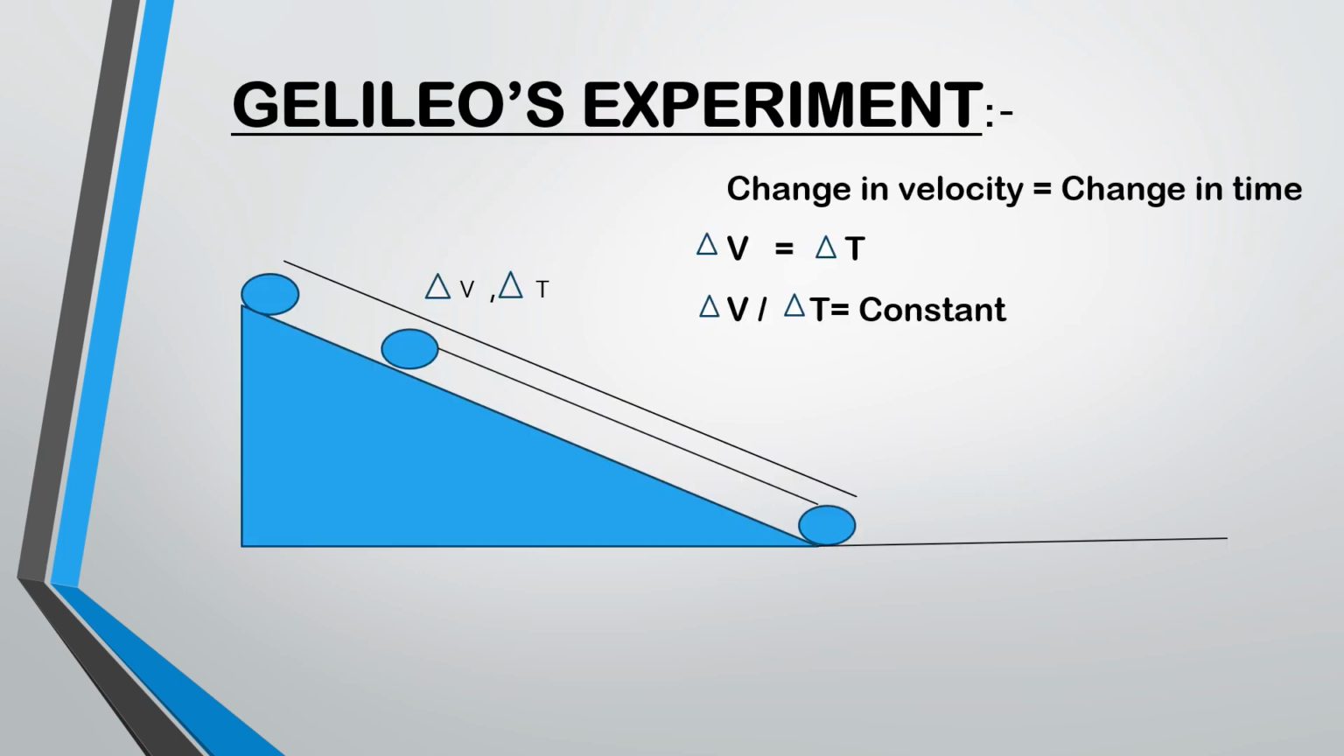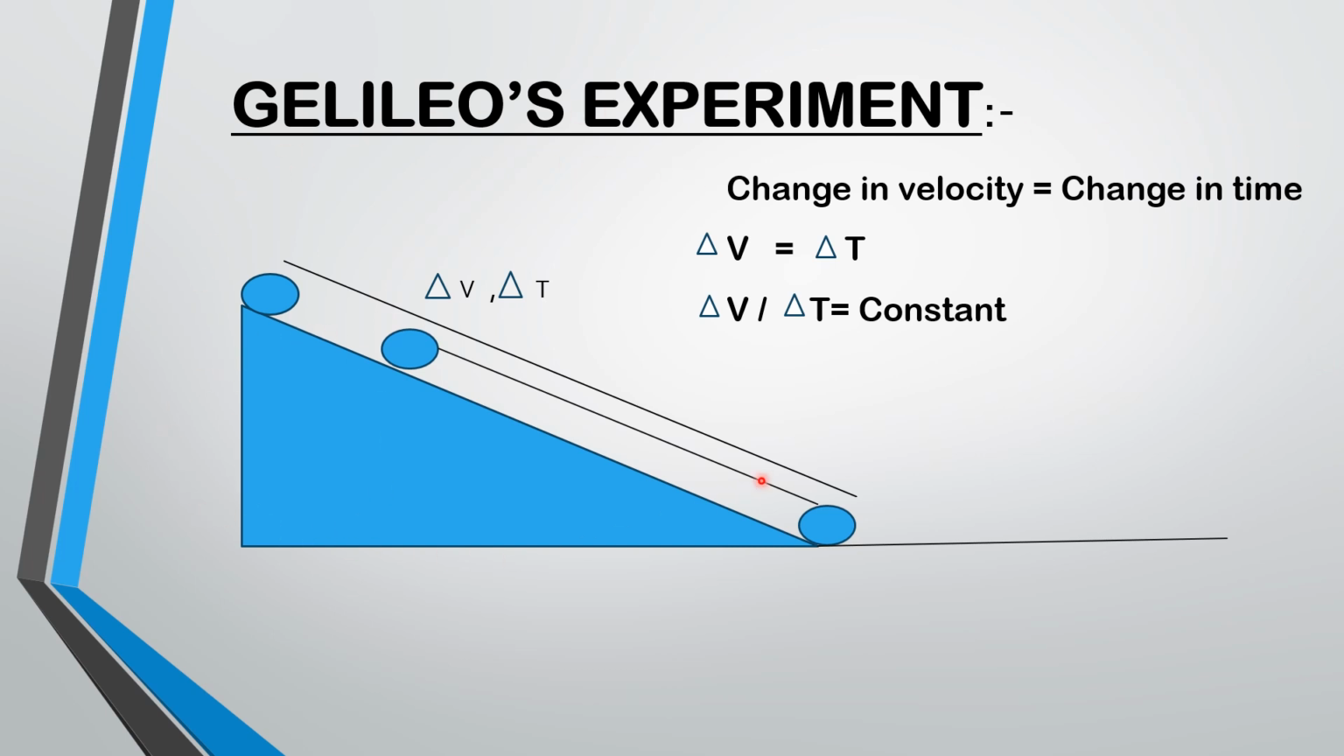Until Galileo, Aristotle's conclusions were believed by everyone. After Galileo, we will see what he did in his experiment and what conclusion came out against Aristotle's. So, firstly, what did Galileo do?